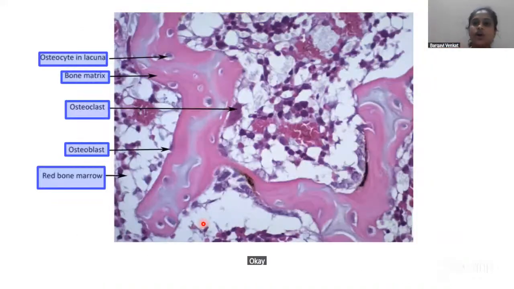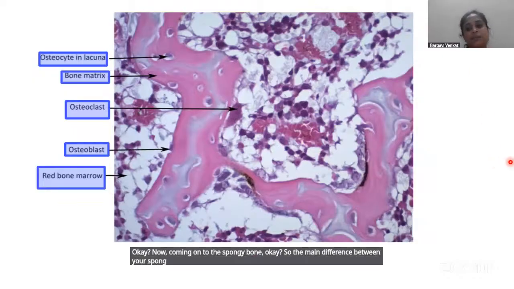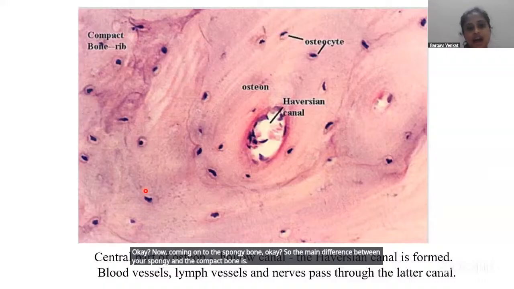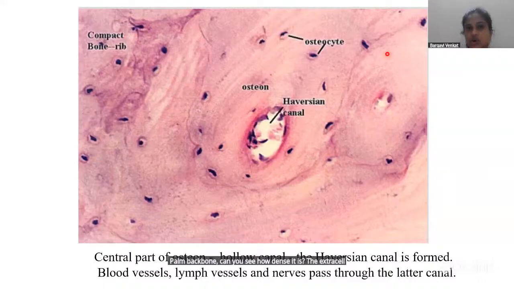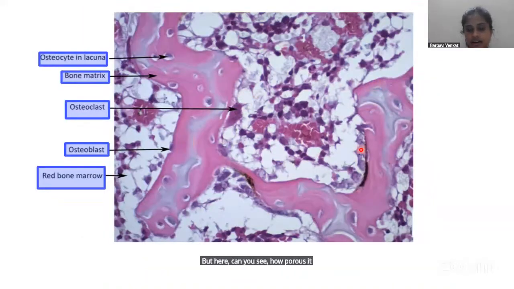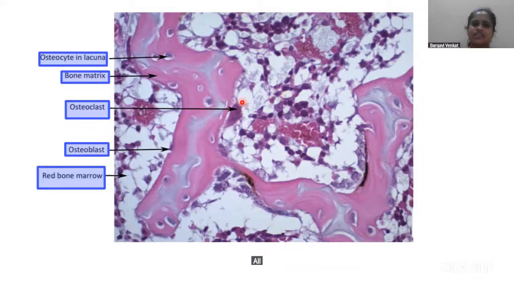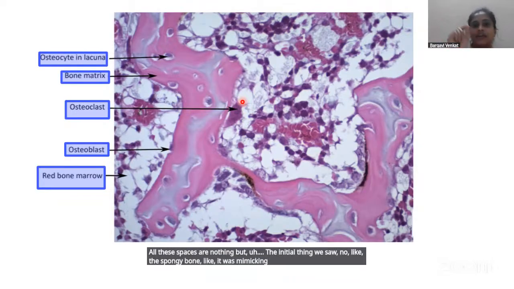Now coming on to the spongy bone. The main difference between the spongy and the compact bone is that compact bone is dense, with an extracellular matrix that is so dense and smooth. But here, can you see how porous it is? It is made of many cavities like this. All these are cavities. Only this is your bony trabeculae. This is your bone, the bony trabeculae. All these spaces are what we saw initially, where the spongy bone was mimicking a cheese pattern or honeycomb pattern.